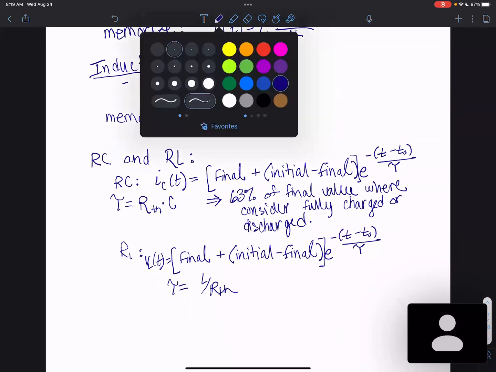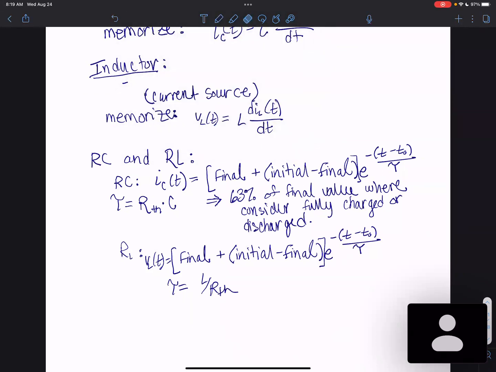I have these backwards. Okay, VC and IL of t. So they're the same form of that final plus initial minus final, e to the minus t0 over tau. And hopefully now you understand where these equations came from using that separation of variables and derivation.